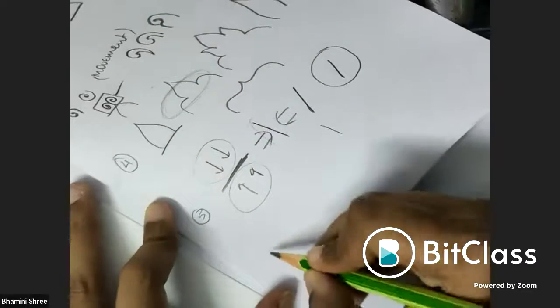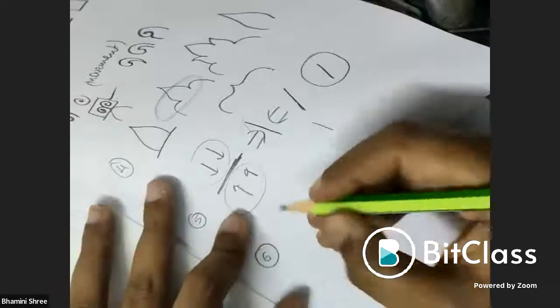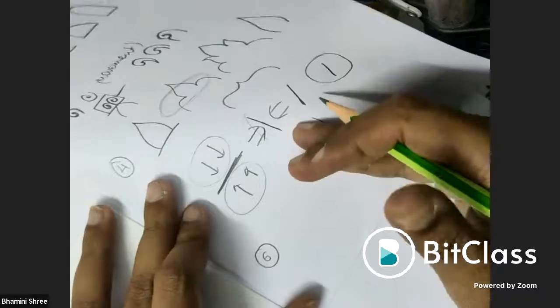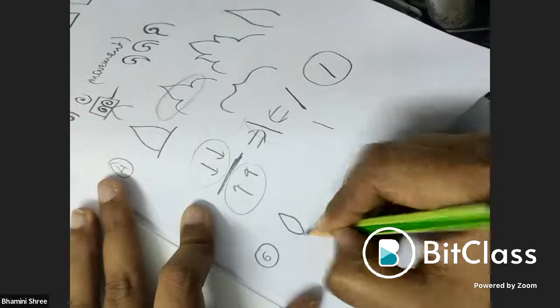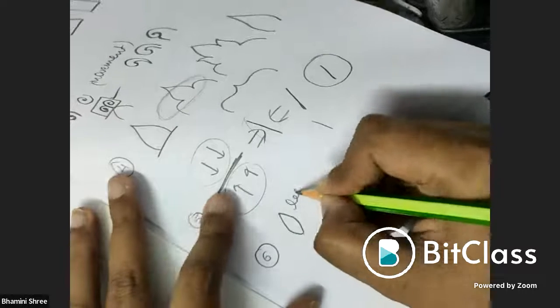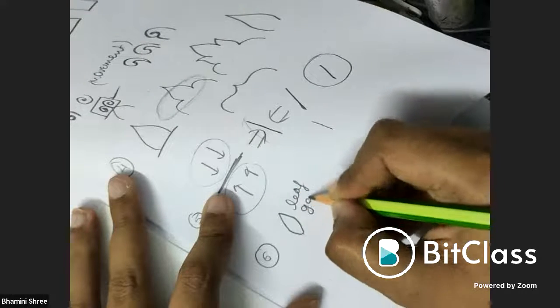Now, another beautiful thing that we use here is shapes that are inspired by nature. What does that mean? For example, leaf shape. You can call this a leaf. You can call this also a gem.